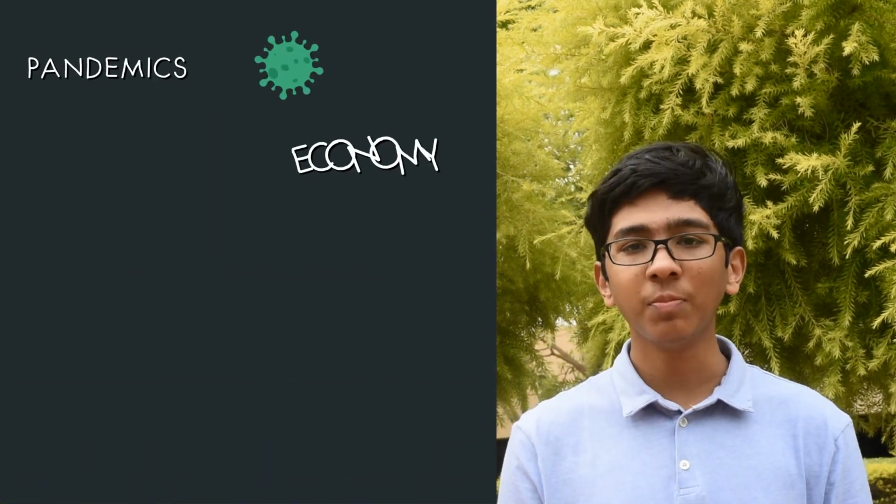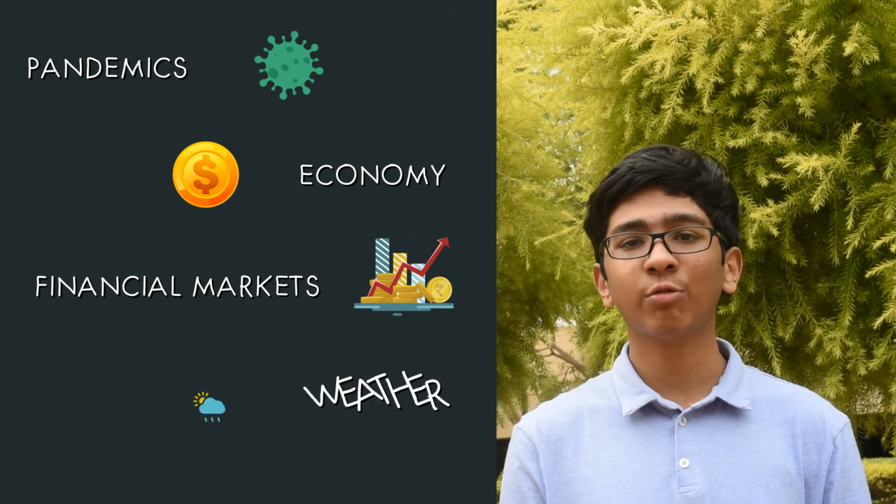Chaos theory also helps us model and explain several complex systems such as the pandemics, the economy, the financial markets, and even the weather. Meteorologists now do what is called ensemble forecasting. Instead of making one single weather forecast, a set of weather forecasts with different initial conditions is produced.